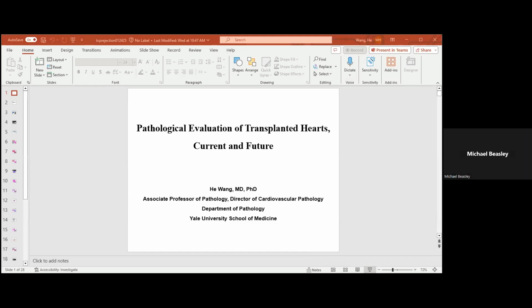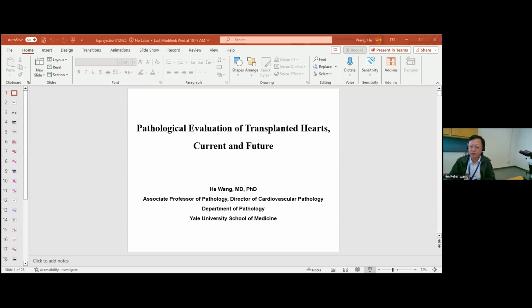So this is the outline. I understand it's only a 30-minute talk, but I still want to introduce both acute cellular rejection and antibody-mediated rejection. Then, close to our heart, how pathology has done over the last couple of years. And then I will touch base on a few important and interesting discussions in the field. Stop me anytime if you have questions.